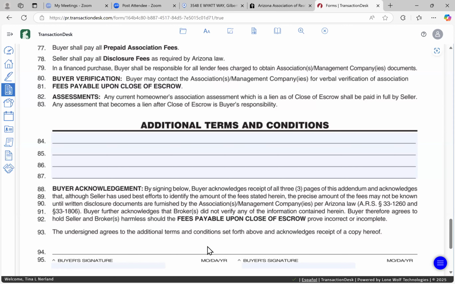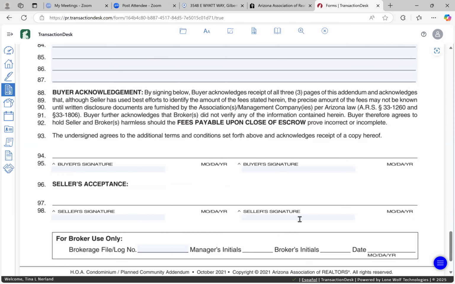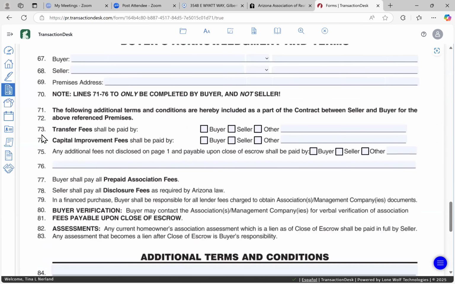Buyer signs, they provide this with their offer, and the seller accepts it. Or if they want to counter it, they would still sign here, and then on the counter offer, they would say, maybe like line 73, buyer to pay transfer fee, if you selected seller. So that is the HOA addendum. Does anybody have any questions about that?